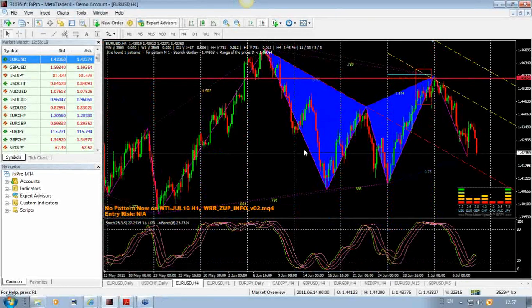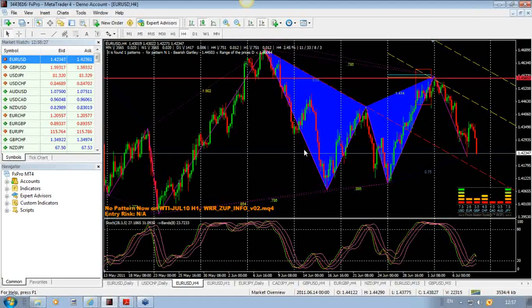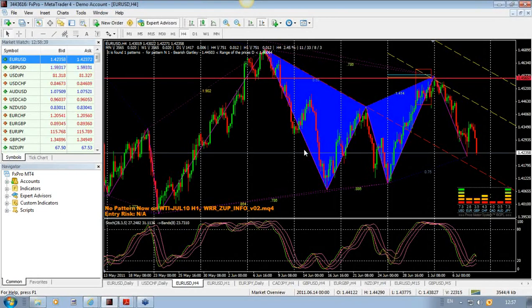Bat and butterfly are considered most reliable, mainly because of the stop loss and take profit risk reward ratio. And the crab is the most reliable but appears once in a while. Now you also know how to use the blue and the yellow lines and the dotted lines.